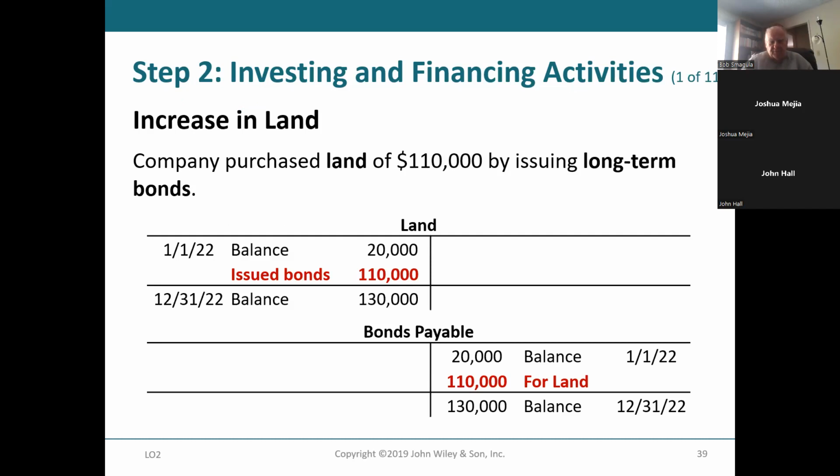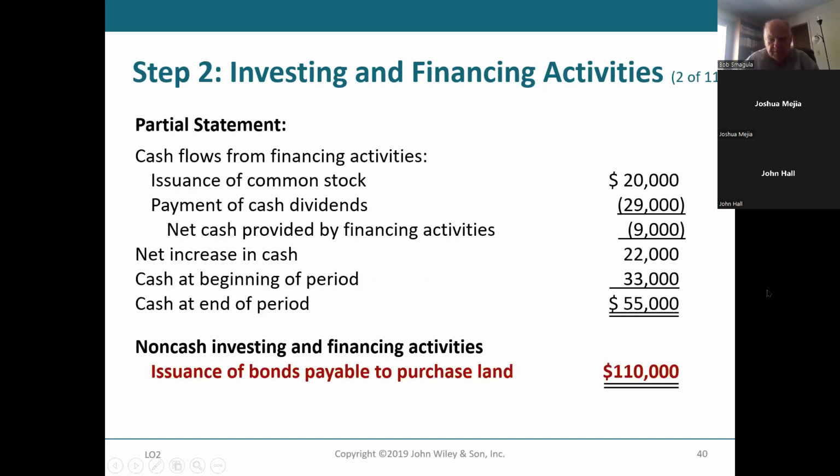Investing and financing, okay? Here we have land, 110,000, and a bond payable, 110. Well, the 110,000 is going to be a cash outflow. We purchased land for 110, and here we borrowed money for 110. So this is an investing cash flow, and this is a financing cash flow. Here we go. Non-cash, issuance of bonds to purchase the land, $110,000.